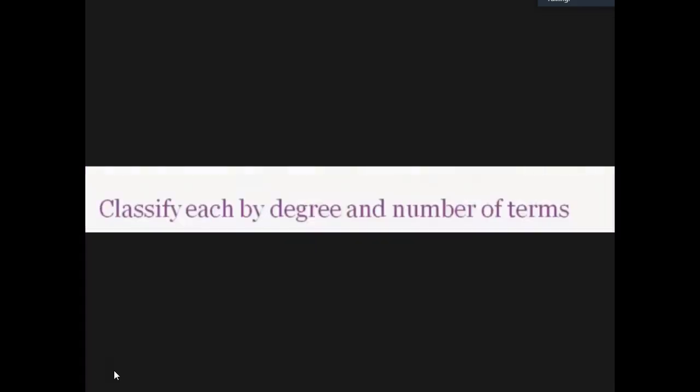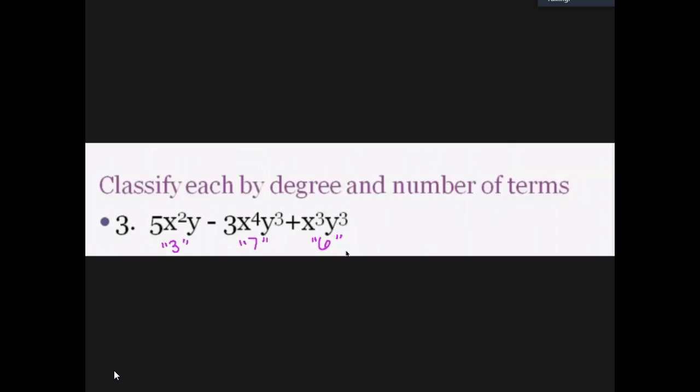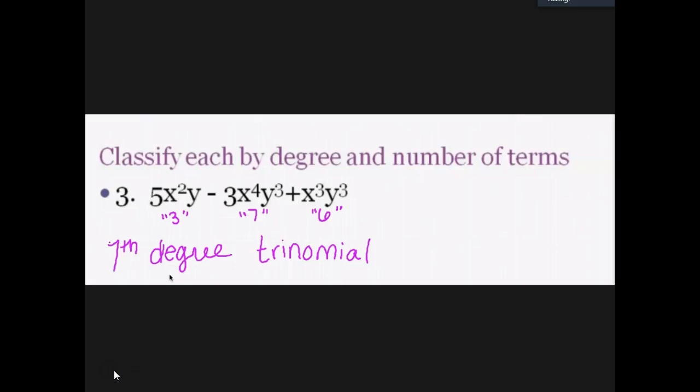Okay, so in example number 3, we have 3 terms. You have to find the powers and sum them together for each term individually. So this is degree 3, 7, and 6. Now you don't add all of those degrees together to get the degree of the polynomial. You simply look at the largest. So this is a 7th degree trinomial.